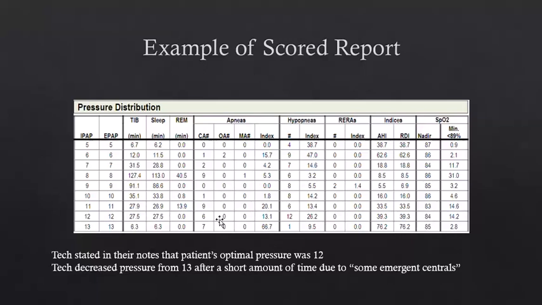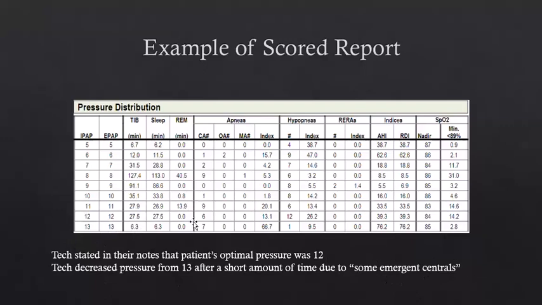What you can see though is that as the pressures kept increasing from 9 and up, central apneas really started happening. And the tech did recognize the central apneas because when they made the jump from 12 to 13, the patient was only left at this pressure for a little over 6 minutes before they dropped them back down to 12 due to emergent centrals. That's what they wrote in their documentation.